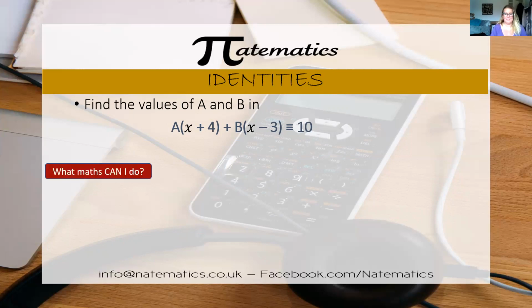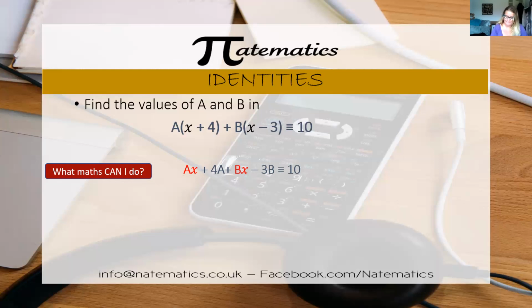So as with everything, we know it's an identity. We've got to match something on the left with something on the right. Looking a bit not sure on this one at the moment, but Natalieisms, what do I say? Is there any maths you can do? So if it's not quite so obvious, think, well, what maths can I do? So we've got brackets there, multiply out those brackets. So ax plus 4a plus bx minus 3b is identical to 10.